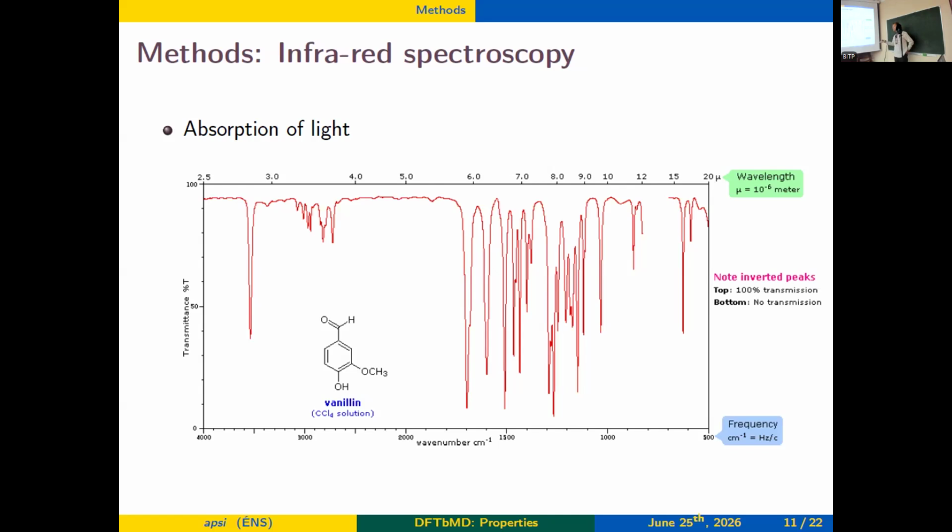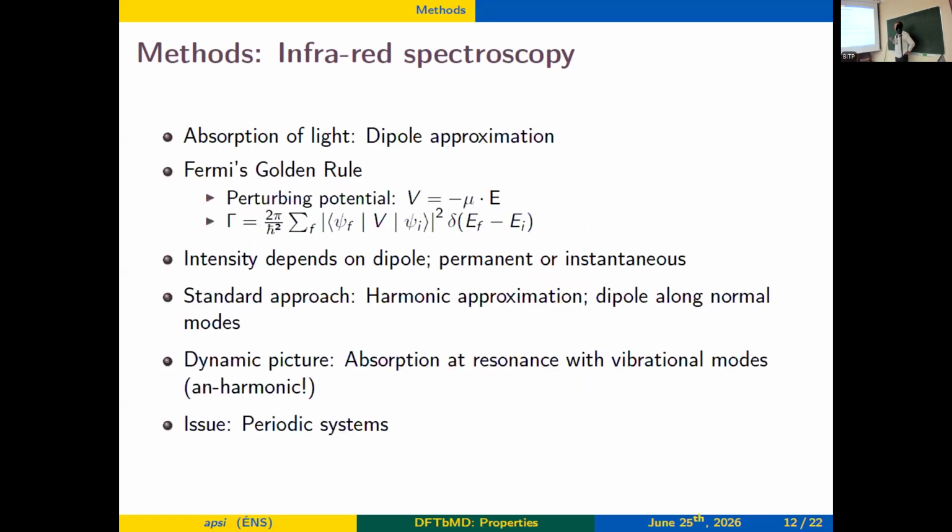So the first example was to calculate the normal modes, but if we want to also include this intensity in the calculation, we start with the so-called dipole approximation. This dipole approximation is often used for the absorption of light. How do we then proceed with this? We use Fermi's golden rule for the calculation of the probability of absorption.